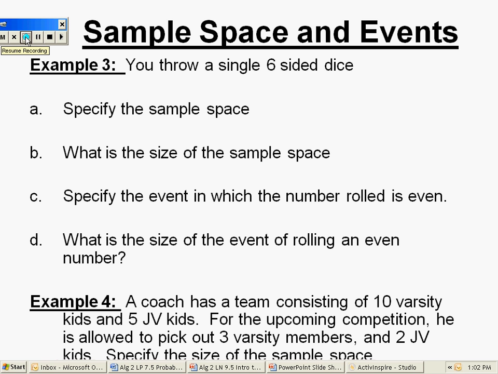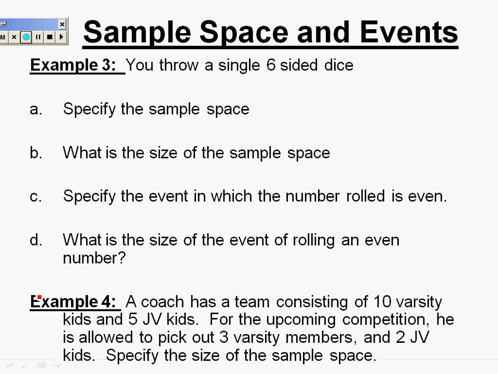All right, so here's our situation, example 3. It says you throw a single, that means one, 6-sided dice. Now, we talked about this a little bit last time, but we need to spend a little more time on it now. What does specify the sample space mean? Specify, you could think of that meaning list. The sample space is all possible outcomes. So this phrase, specify the sample space, in English can be said as list all the possibilities.